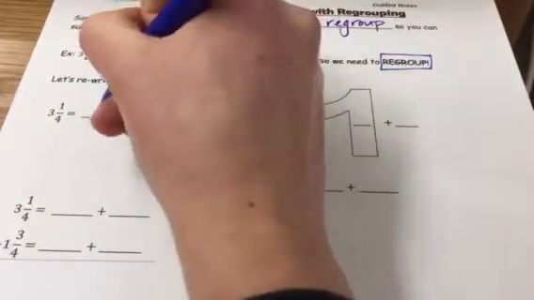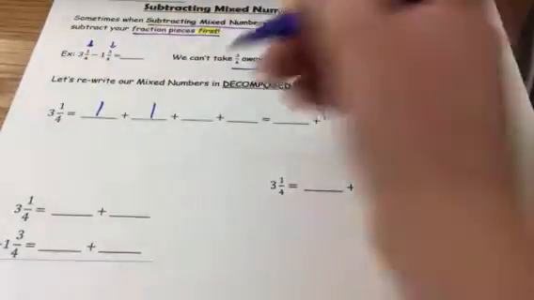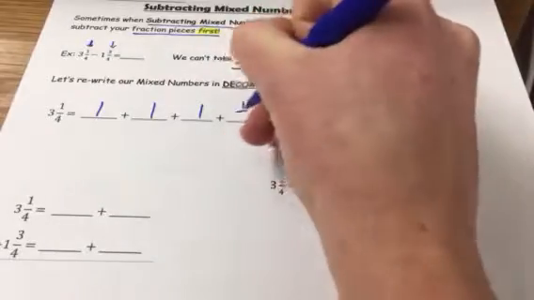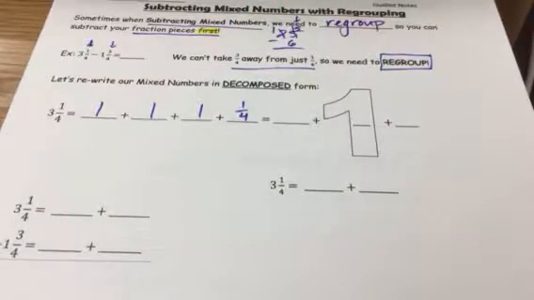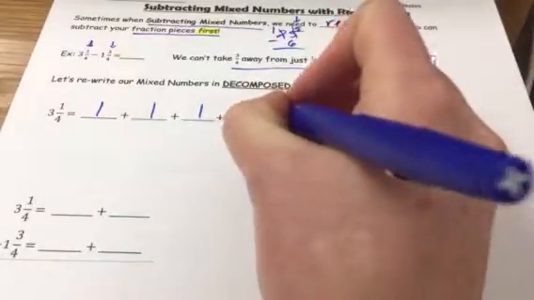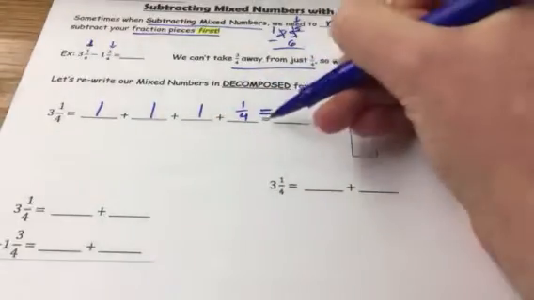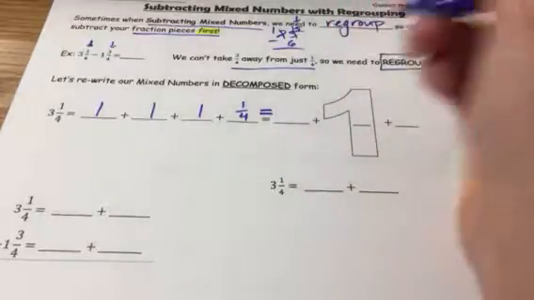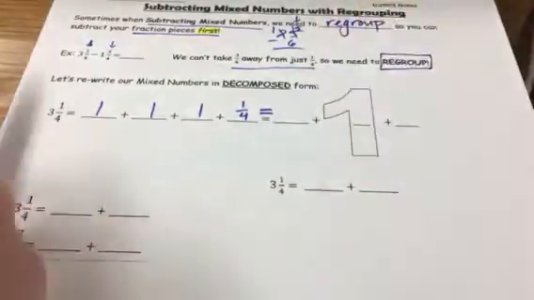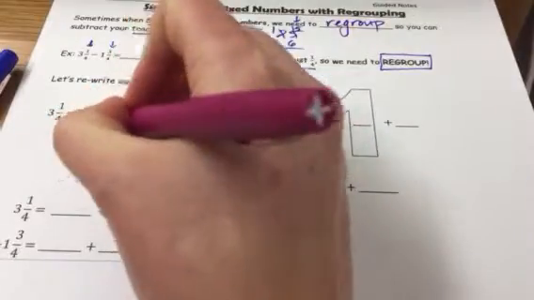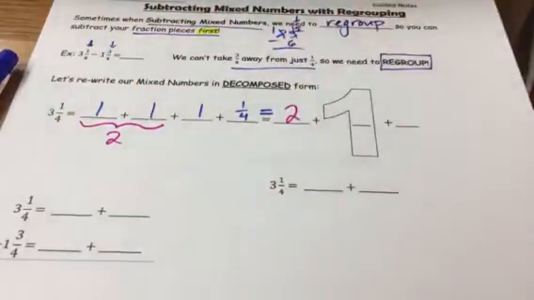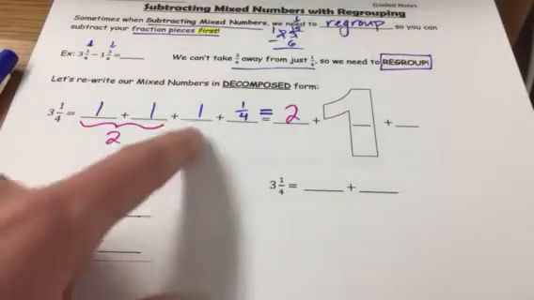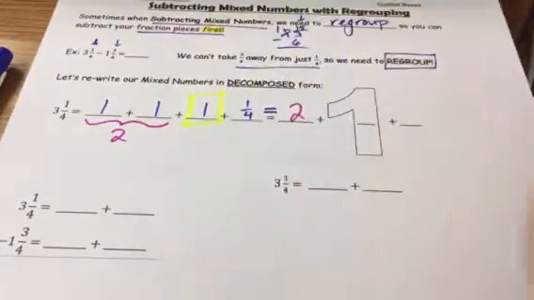So 3 1/4 is equal to 1 whole thing plus 1 whole thing plus 1 whole thing plus 1/4 of a thing. And we're already on board with that. We've seen that multiple times this unit. I just really want to emphasize that we're saying that that's equal to 2 whole things. So I'm going to combine these two right here. 1 plus 1 is 2. So that is equal to 2 whole things plus, now this is going to be my 1 whole thing that I'm going to borrow from.